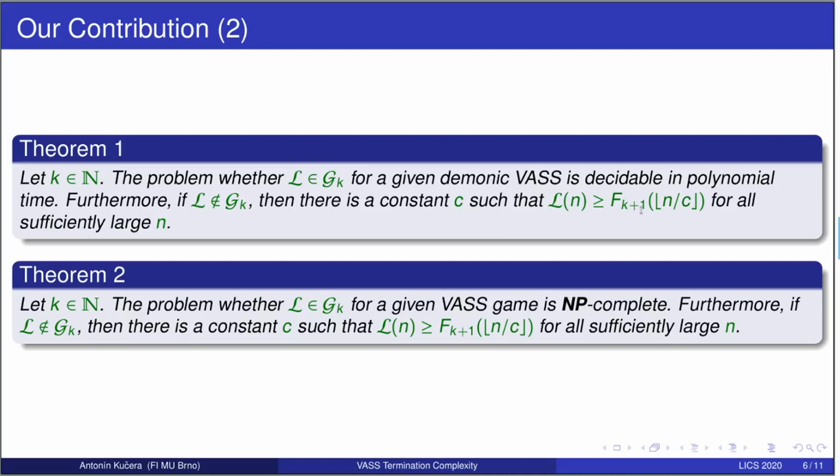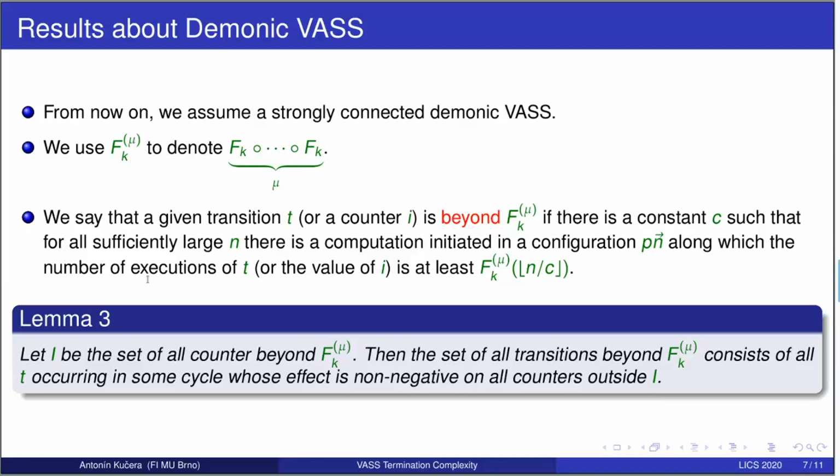This means that the termination complexity of a given demonic VASS can be reasonably characterized by the least k such that the termination complexity belongs to the class gk. And for the VASS Games, we show that the same problem is NP-complete, and we also prove the same kind of gap as in the previous case. Now I try to explain some of the main ideas behind these two theorems. Let me start with the results about demonic VASS.